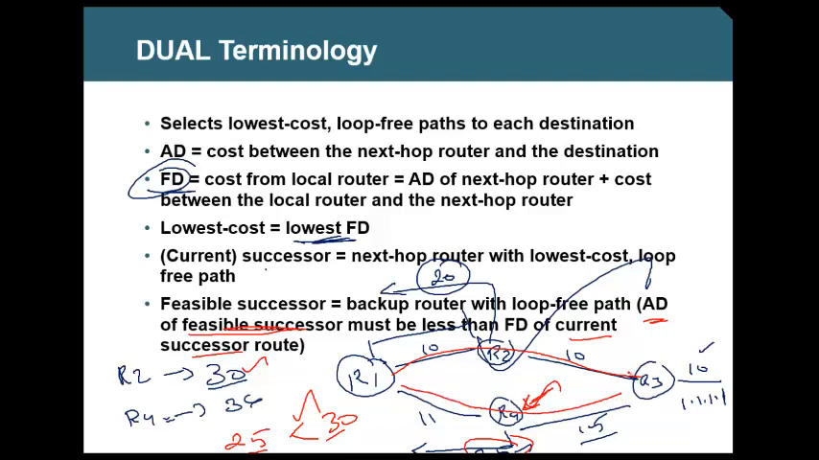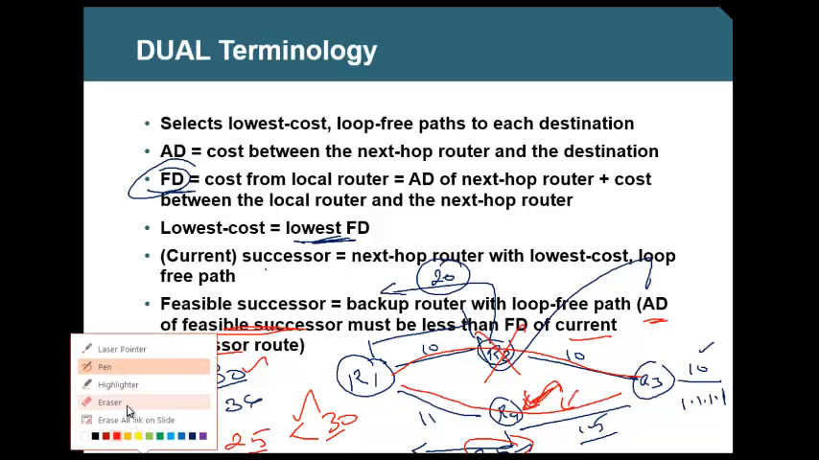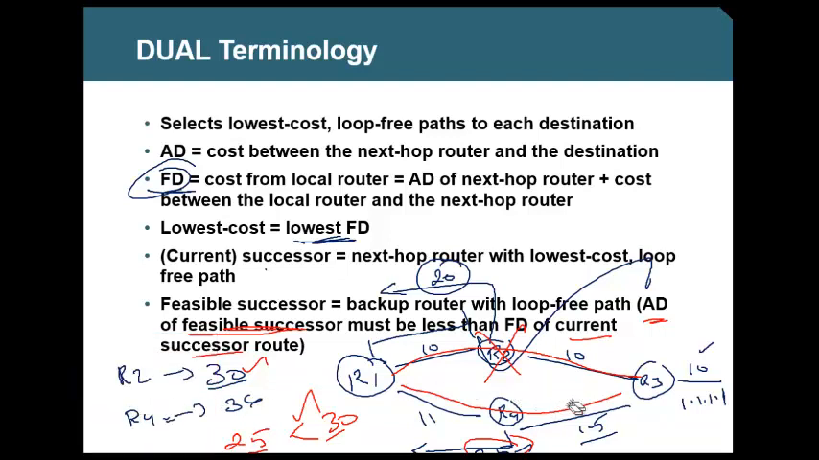This backup path will be maintained in the topology table. When the primary path goes down, the backup path will be promoted as primary. So the feasibility condition is important for a path to be a backup path. Feasibility condition is important.